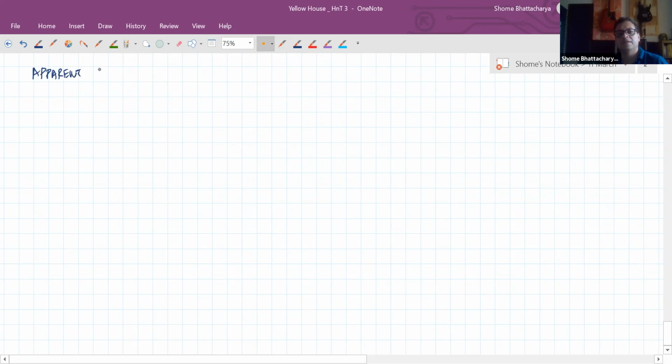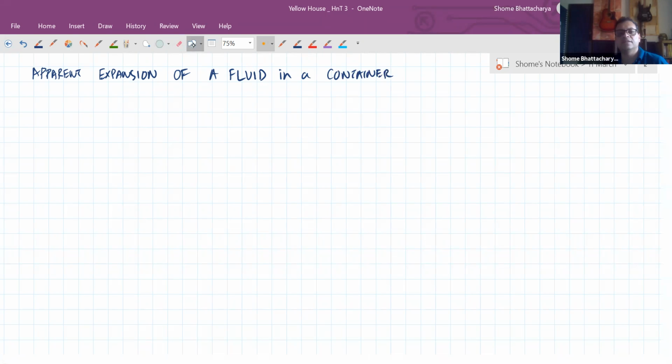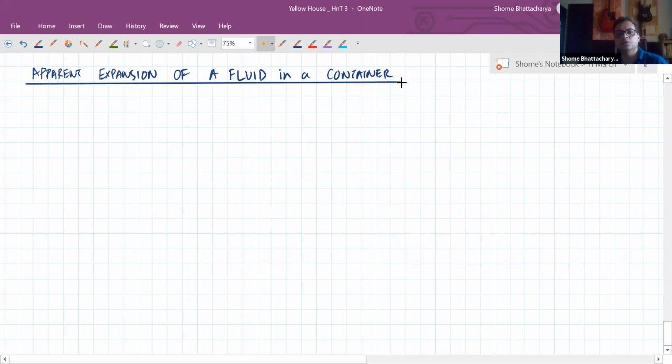apparent expansion of a fluid in a container. So why do we say apparent expansion? Because the fluid expands with temperature increase, but the container also expands. So the volume of the fluid that we measure using the given container will not be accurate because the container itself has expanded. Okay, so let's understand this.